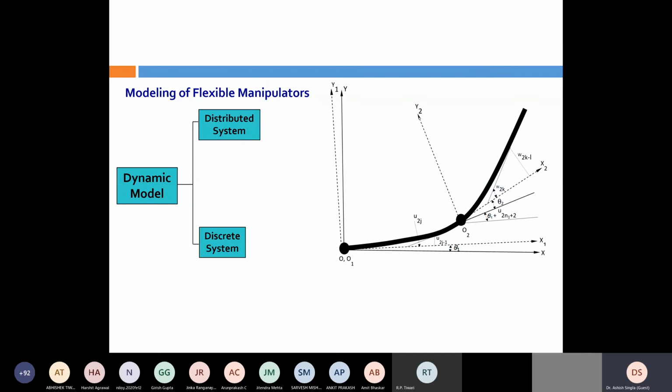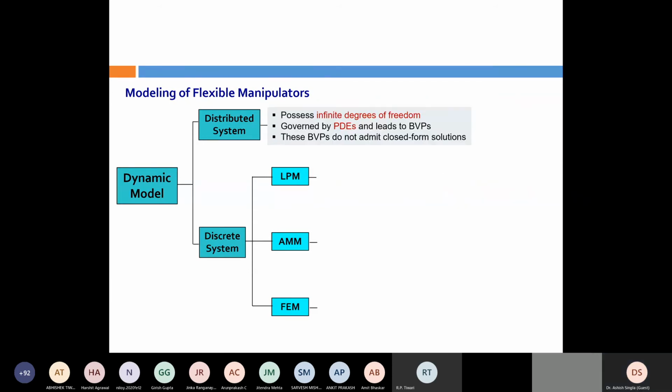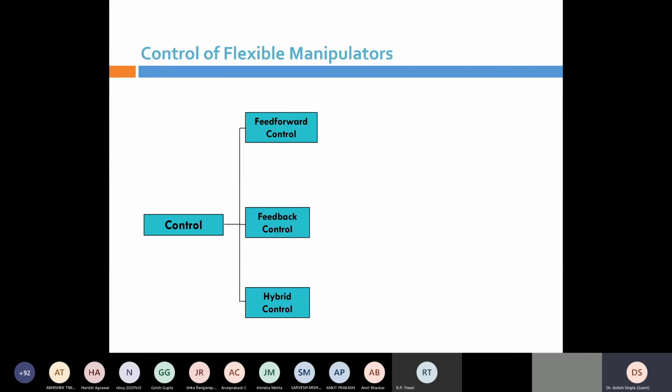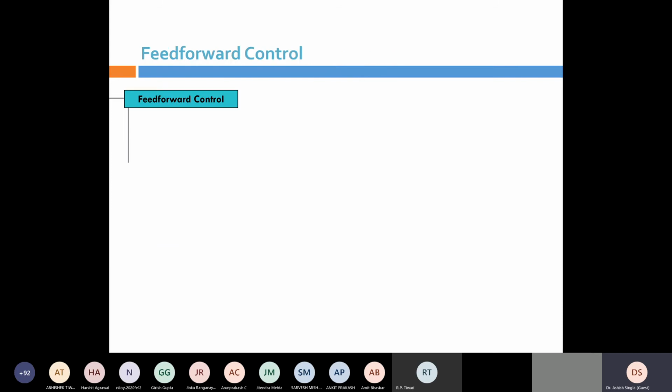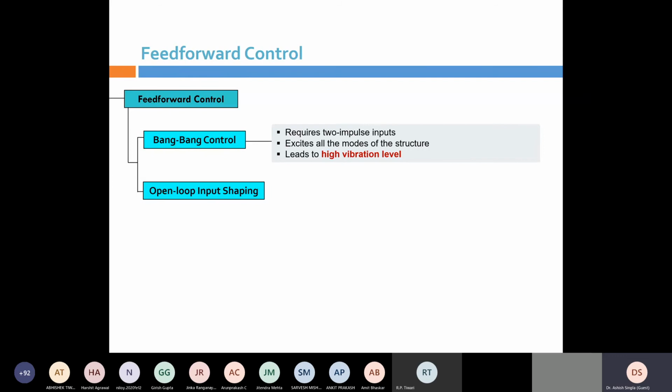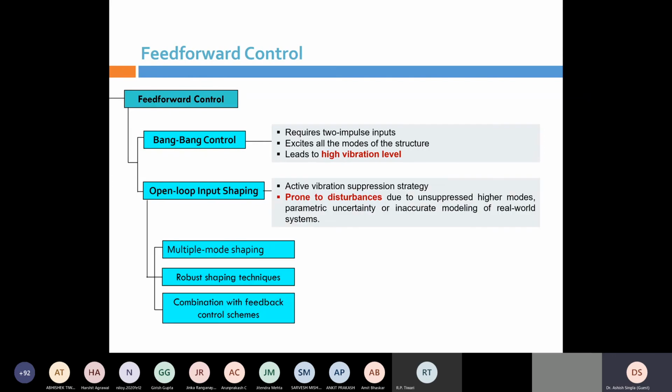Modeling will typically be done with the help of distributed and discrete systems, and discrete systems further have three categories: lumped parameter modeling, assumed mode methods, and finite element method. This I'll just skip. Then for control of flexible manipulators, the major classification is feed-forward control, feedback control, and hybrid control. Under feedback, we have linear feedback as well as non-linear feedback. Under feed-forward, we have bang-bang control, where you give two major impulses, and then we have shaping, with multiple and robust shaping.